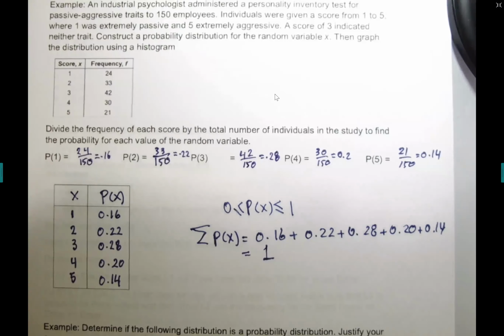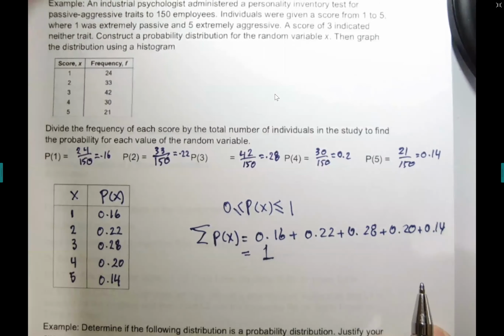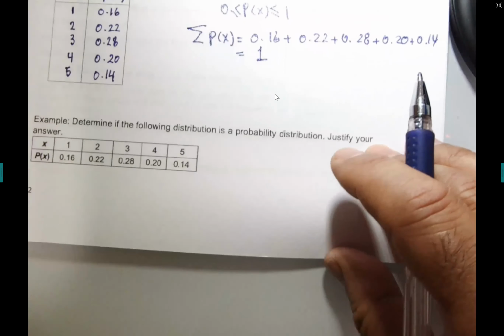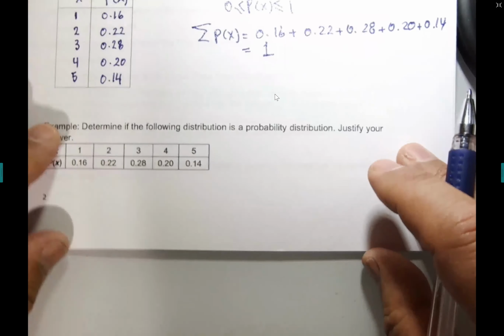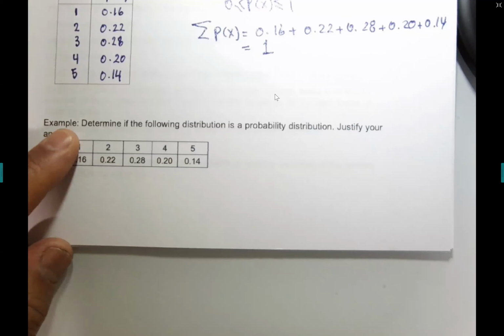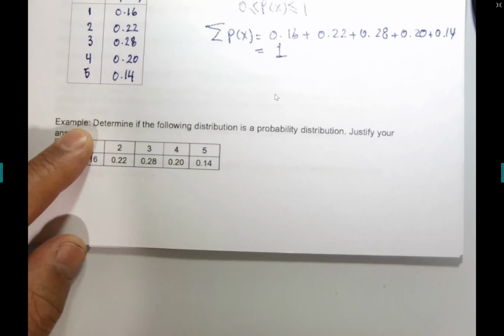So a probability, guys, is a relative frequency. Just add them up, you should get 1, and each probability, as you can see, is between 0 and 1. Let me give you an example now to check whether we understand what a probability distribution is. I'd like you to look at this example and tell me, guys, if you think that this is a probability distribution or not.